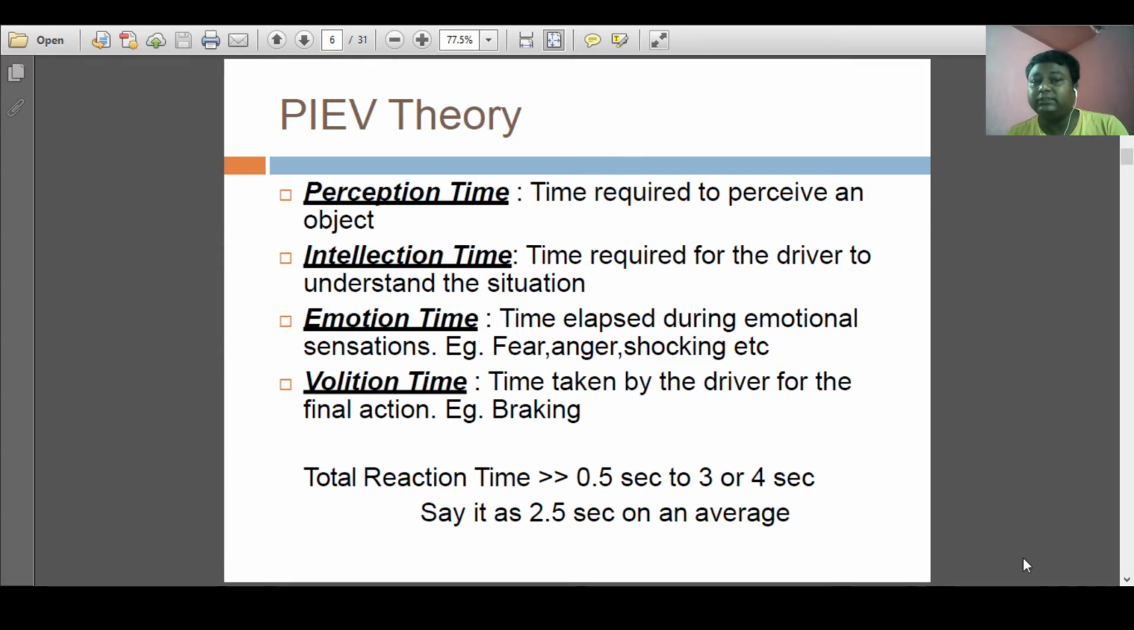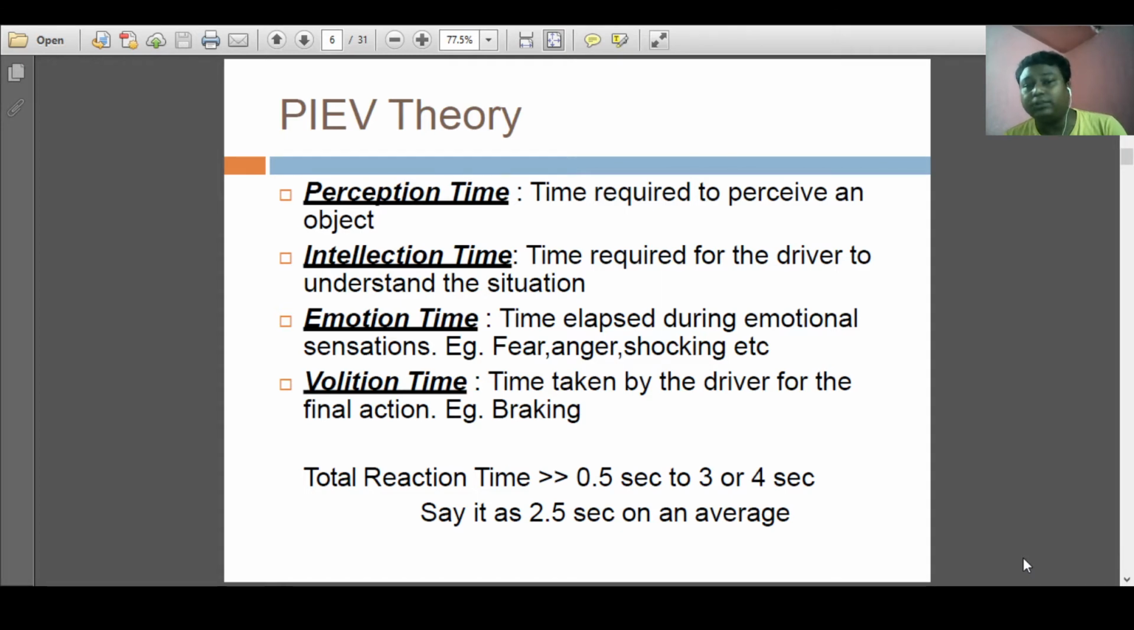Next is the intellection time, the time required for the driver to understand the situation. It means next we have to understand the situation. Okay, what shall I do? Whether I shall stop my vehicle or I shall divert my route and pass away. That totally depends on the driver, and it comes in this intellection time.